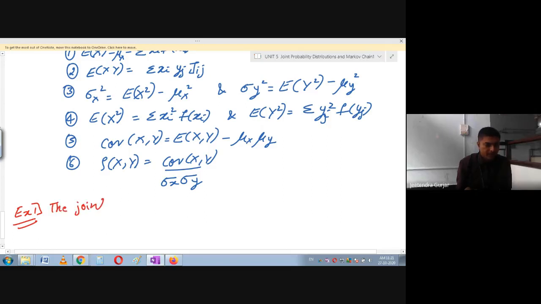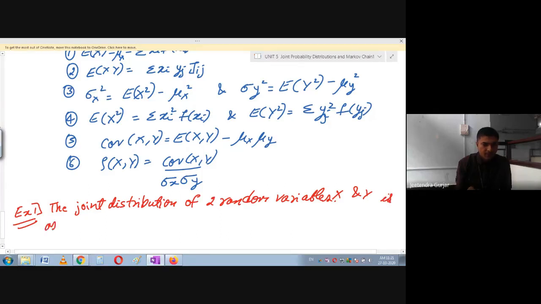The joint distribution of two random variables. Till then, students, you can see the formulas once again, because one by one we are going to use these formulas in the first example itself. It is very simple but a little bit lengthy. So please follow this table.